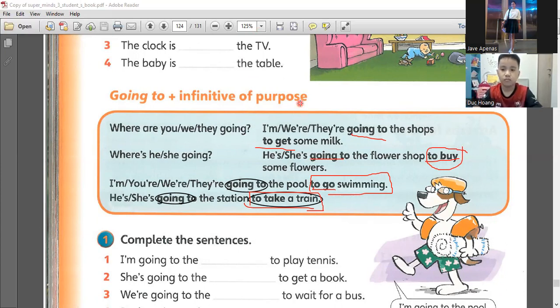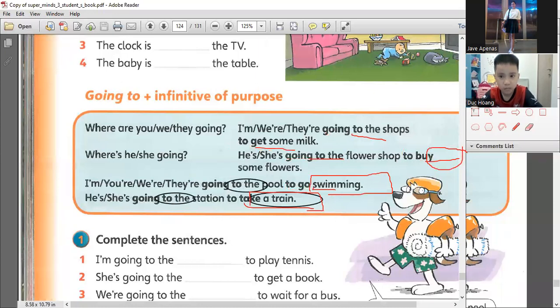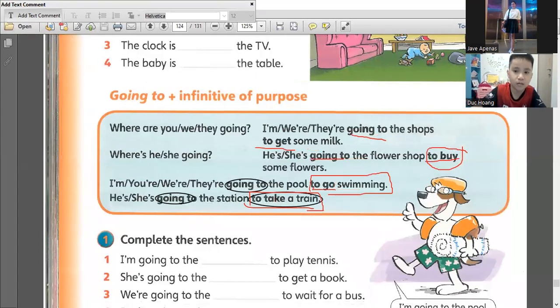Now I want you to try to make a sentence, like this one in the box. Can you try to make a sentence? Yeah, you may try.